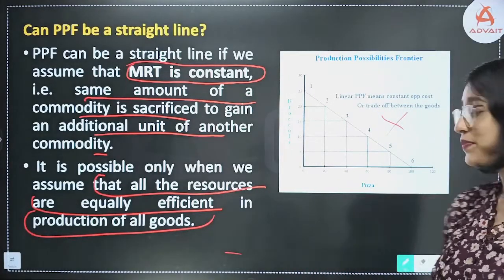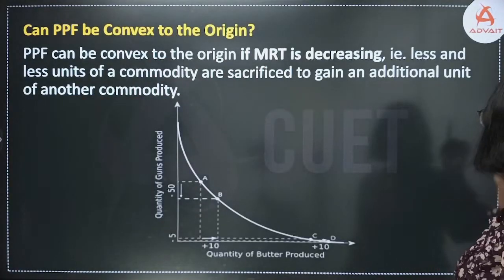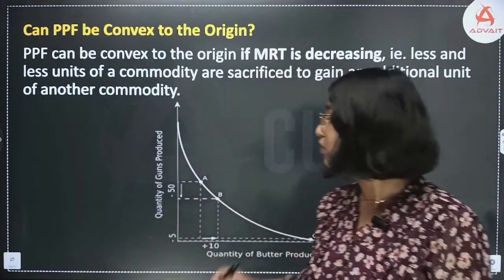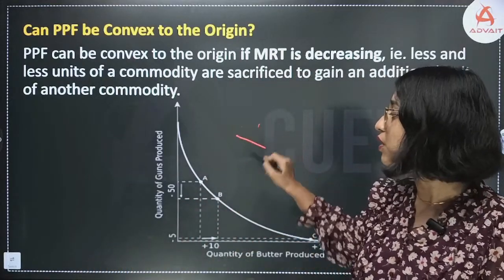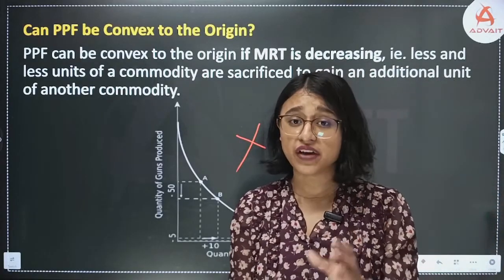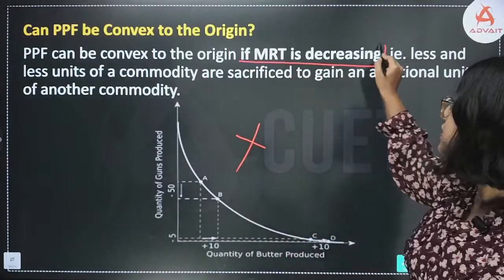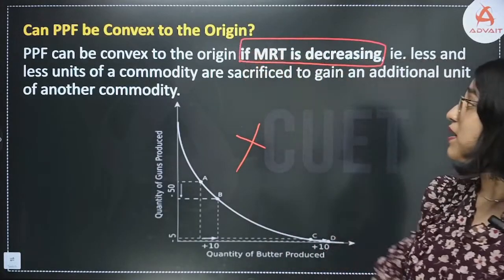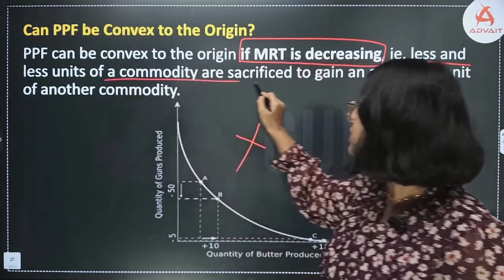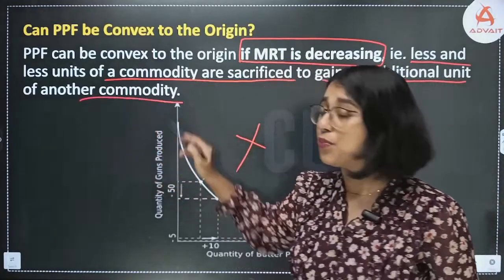Clear? Next, we can ask a question: can PPF be convex to the origin? We know PPF is concave to the origin. Now, can it be convex to the origin? No. PPF can never be convex to the origin. If PPF is convex to the origin, it means MRT is decreasing. What does it mean if MRT is decreasing? It means less and less units of a commodity are sacrificed to gain an additional unit of another commodity.